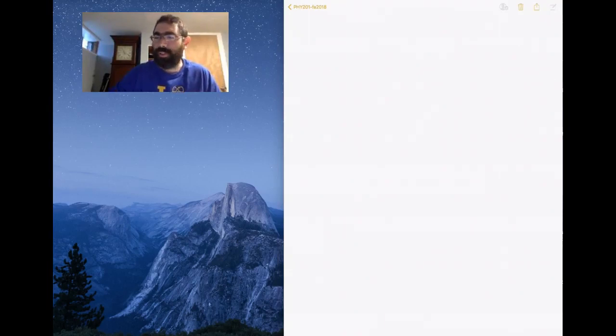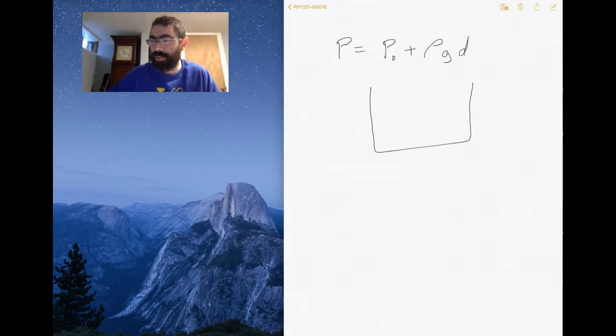So I ended the previous video with this result that the pressure at some depth in a fluid is equal to the pressure above the fluid plus the density of the fluid times g times the depth. So if we have some fluid in an open container where there's some pressure on top, then at some depth d with respect to the top of the fluid, the pressure is going to be P. So that's the pressure one would feel right there.